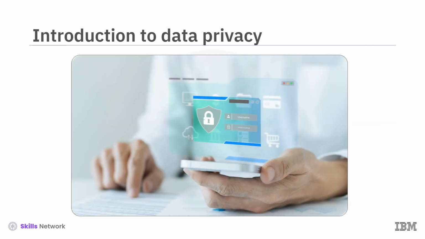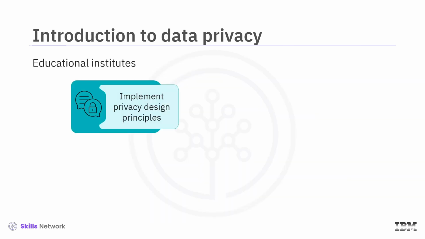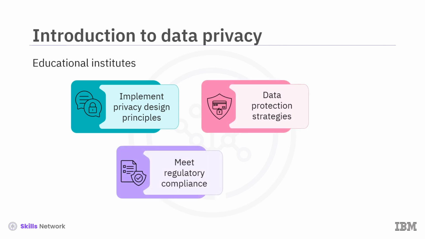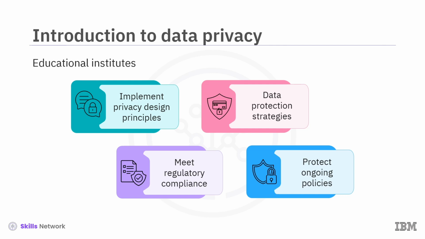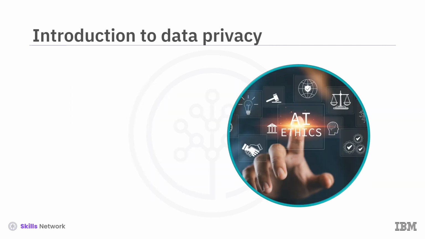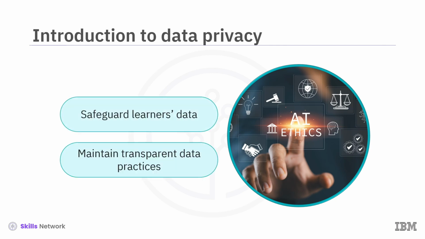Implementing generative AI, or Gen AI, in education brings opportunities to enhance learning with privacy concerns. As educational institutions adopt Gen AI in their learning strategies, protecting learners' data has become critical. Therefore, institutions require robust methods to implement privacy design principles, data protection strategies to safeguard learners' data, meet regulatory compliance, and strategies to protect ongoing privacy policies. Let's explore data protection policy in education by understanding how to safeguard learners' data and build trust through transparent practices.